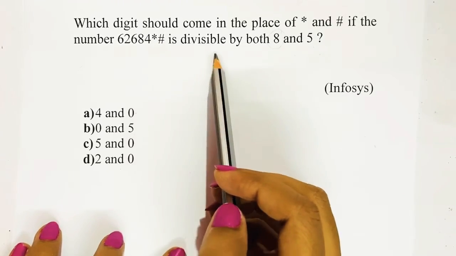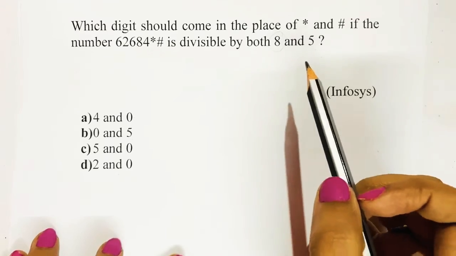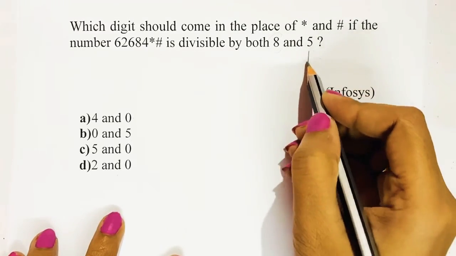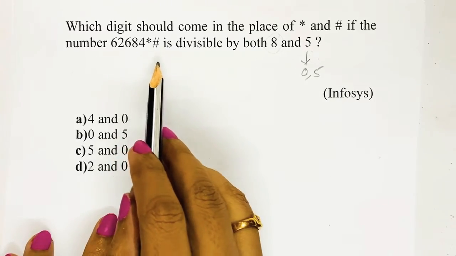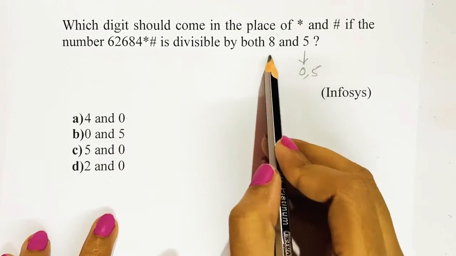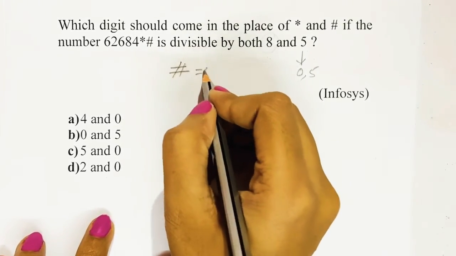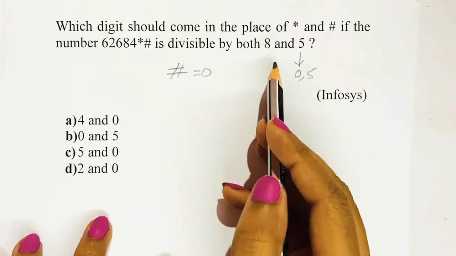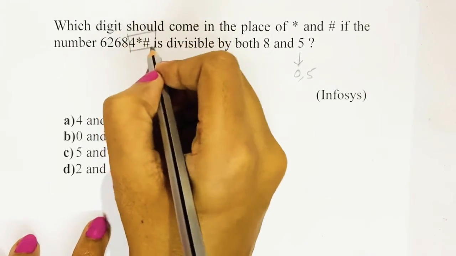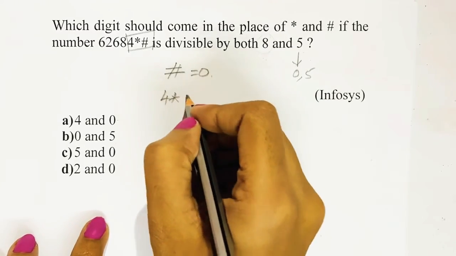Which digit should come in the place of star and hash if the number 62684 star hash is divisible by both 8 and 5? To check whether a number is divisible by 5, we have to see the last digit is 0 or 5. Here it cannot be 5 because it is divisible by 8. So, we can say the last digit is equal to 0. To check whether a number is divisible by 8, we will see whether the last 3 digits are divisible by 8. Here the last 3 digits are 4 star 0.